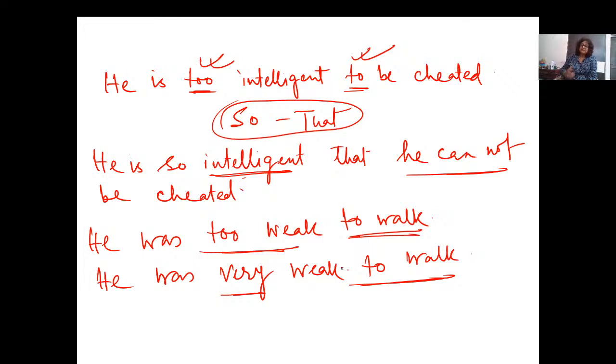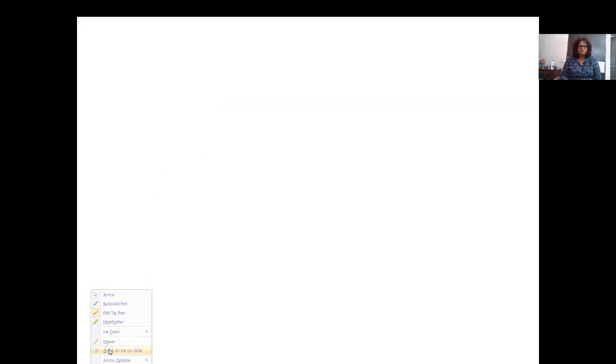Okay, but if I write to work, then we have to take he was too weak to work, means he was so weak that he could not walk. Is it clear or not? The first sentence will be right, the second sentence will be wrong. Clear or not?